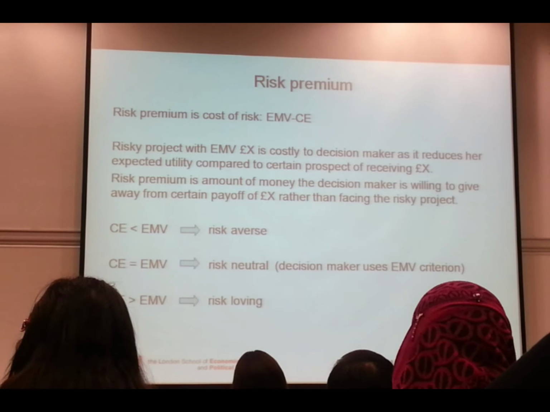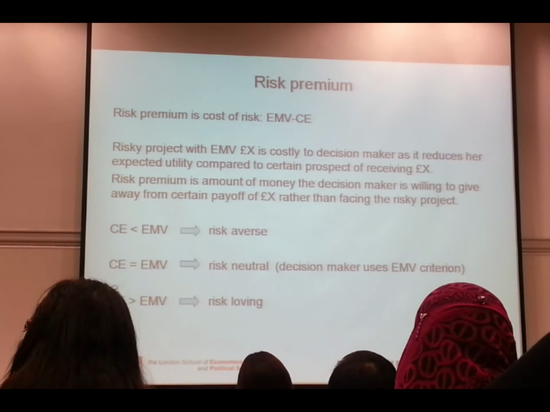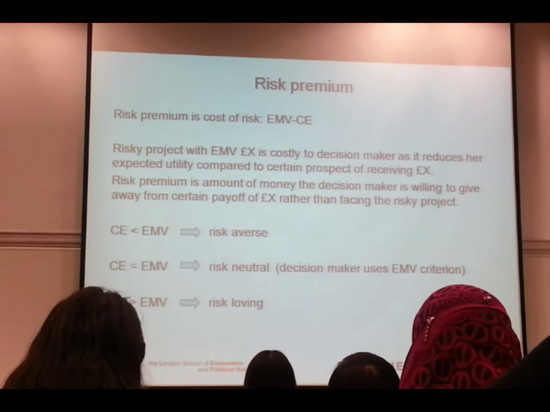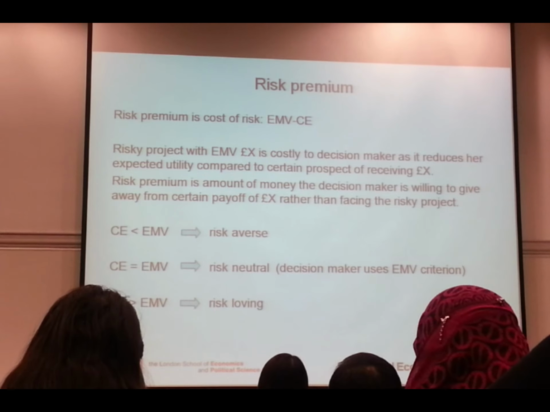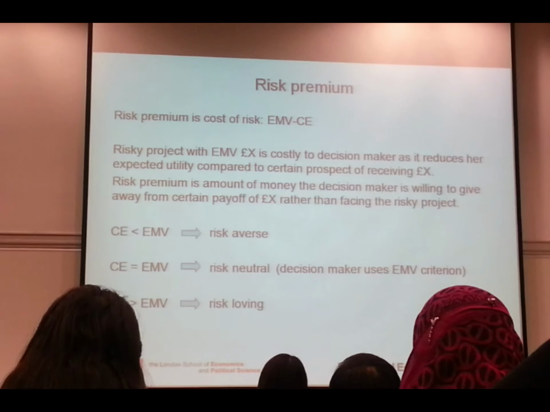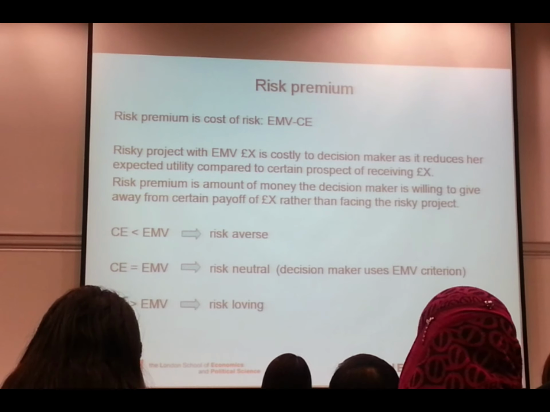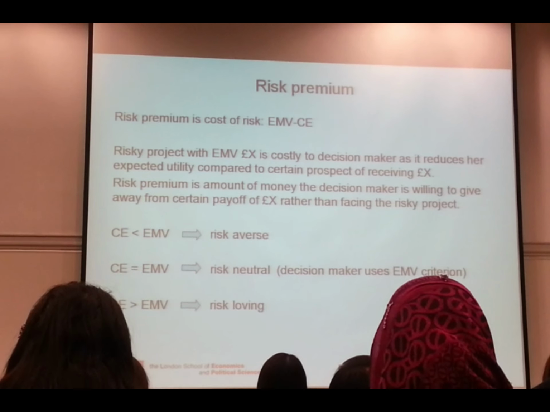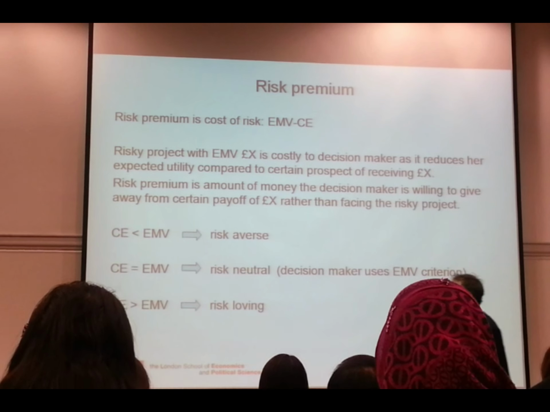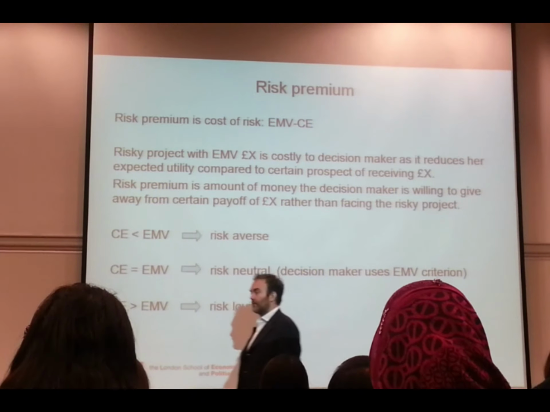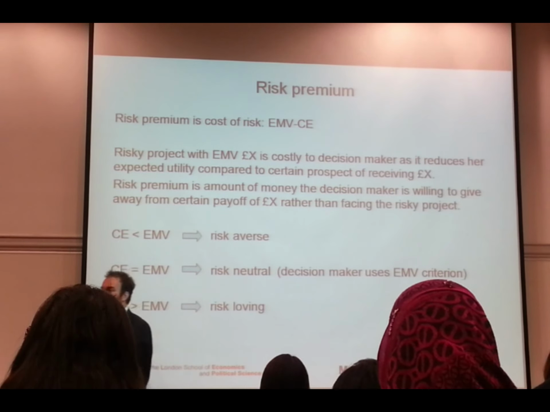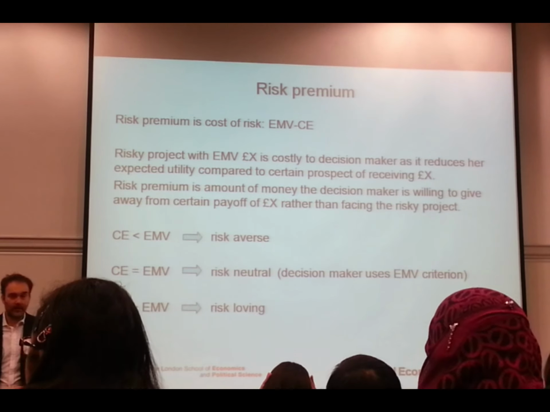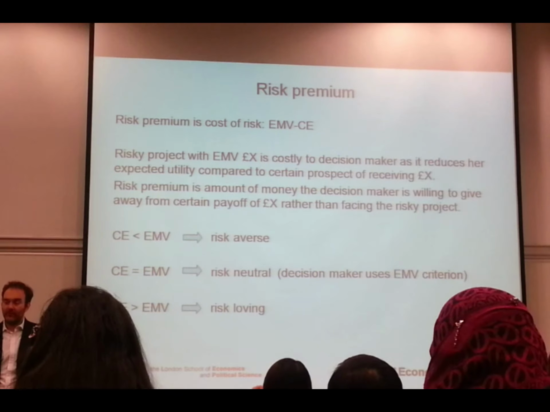If the certainty equivalent is equal to the expected monetary value, then you are risk neutral, and every decision maker who's risk neutral is going to use the expected monetary value criterion. In other words, he's going to maximize it. And if the certainty equivalent is larger than the expected monetary value, you're a risk lover. That means you're actually going to have to pay me more than the expected value of the lottery so that I'm willing to give up my lottery ticket.